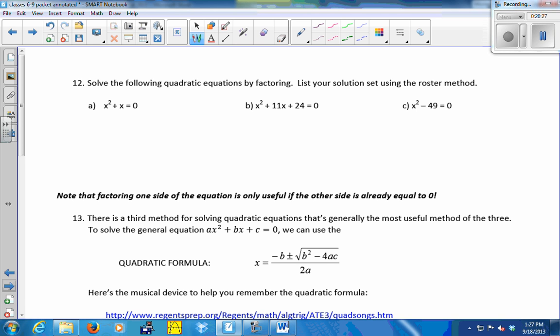I can take out an x. There's an x in both terms there. I'm going to factor it out. So what do I multiply x by to make x squared plus x? x plus 1.